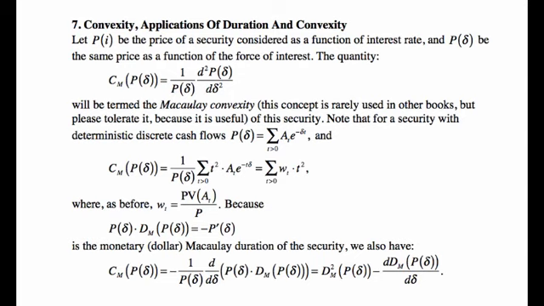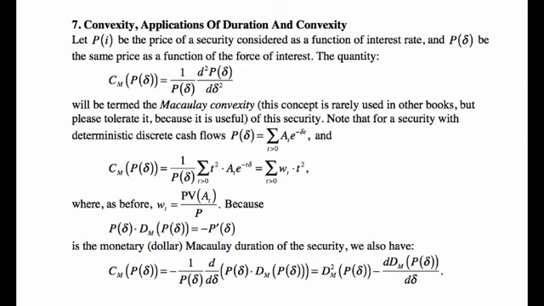We will now talk about the next level of measure of sensitivity of price to interest rate, the convexity. Consider price as a function of interest rate, again, or as a function of force of interest. And for that price as a function of force of interest, take the second derivative of the price with respect to the force of interest divided by the price. This is termed the Macaulay convexity.